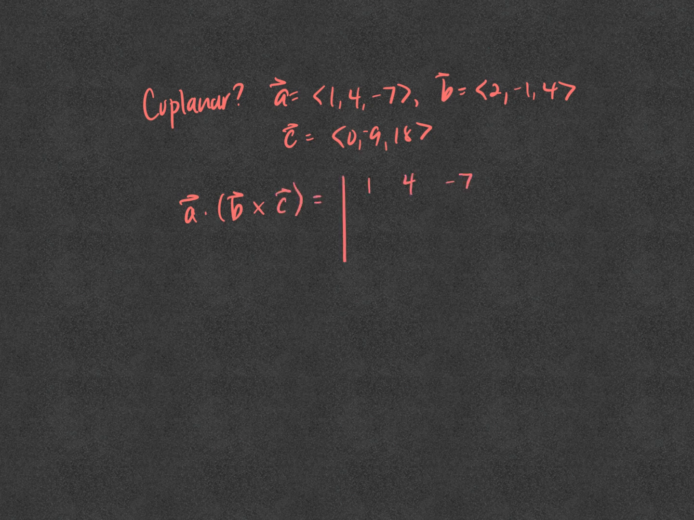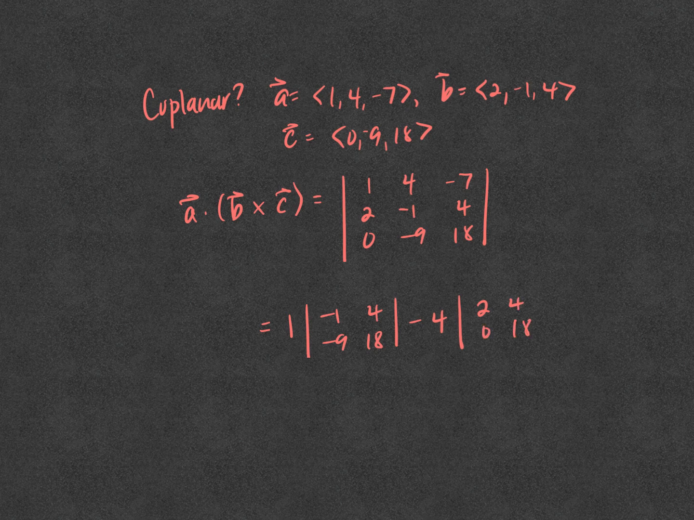1, 4, -7, 2, -1, 4, 0, -9, 18. So this works just like before. I'm going to pick up the 1. It's a positive instead of the I, and I'm going to cross out the top row and the first column. So we have -1, 4, -9, 18. I'm going to say minus, because this is in the same spot as the J. So minus 4 instead of J. Cross off the first row and the middle column. So we have 2, 4, 0, 18. Then we're going to say plus -7.